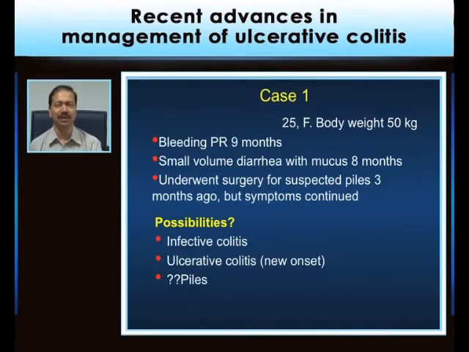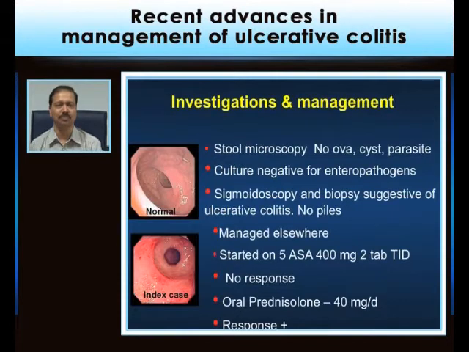She underwent investigation in the primary setup or secondary setup. Stool microscopy showed no oocyst and parasite. Culture was negative for enteropathogen, and sigmoidoscopy and biopsy suggested ulcerative colitis, and there was no piles. She was managed on this line, started on 5-ASA, 400 mg 2 tablets thrice daily, no response. Therefore, oral prednisolone 40 mg per day was started, which led to response.